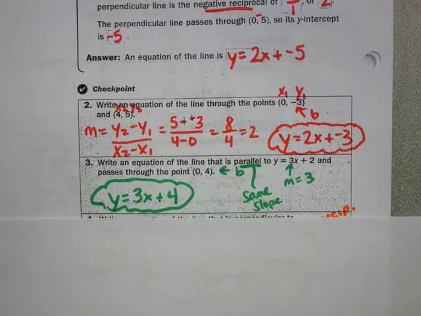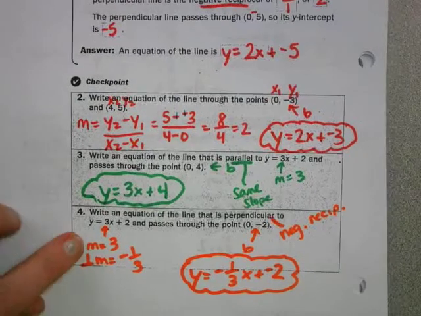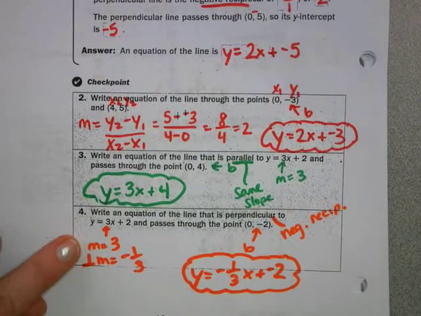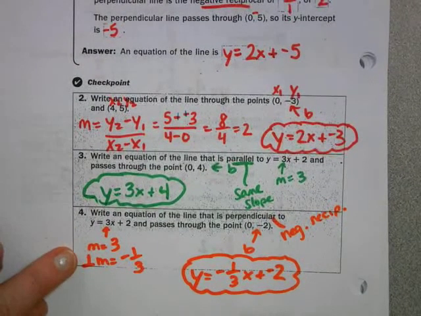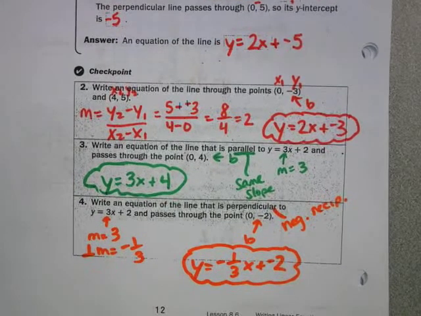The last one was a perpendicular line. The slope of the given equation was 3. The perpendicular slope is a negative third. The new b is a negative 2, so it's y equals negative 1/3 x plus negative 2.